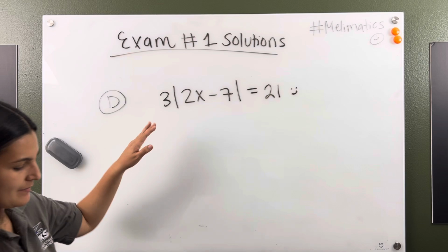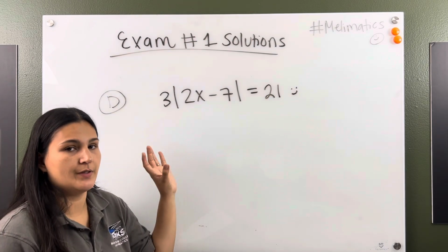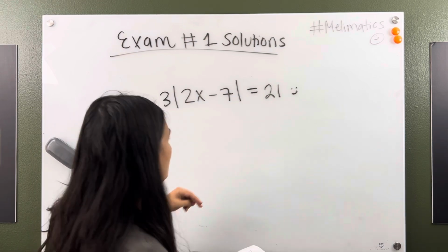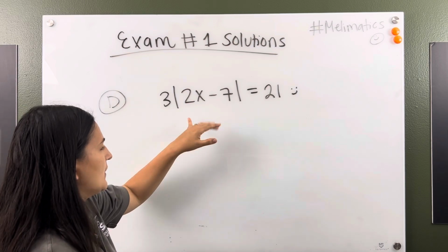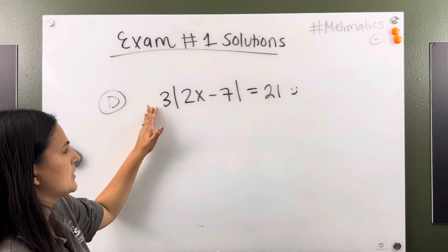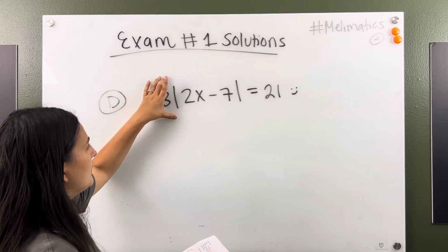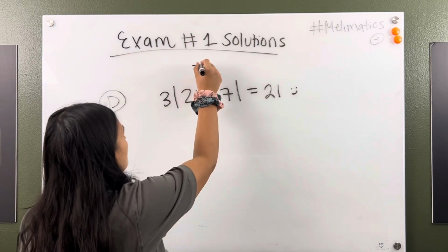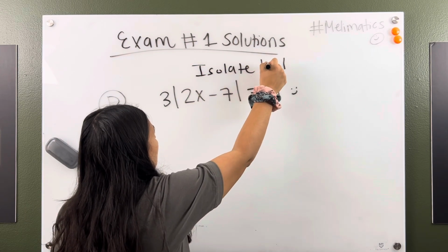Okay, so now we have an absolute value. Remember that absolute value is the distance from the number in the absolute value to 0 on the number line. So we're going to have two answers, but before we do this, I can't just disregard the absolute value and treat it like parentheses and use this 3 to distribute. That's not correct. We need to figure out what the absolute value equals to get our two answers. So first you need to isolate your absolute value.